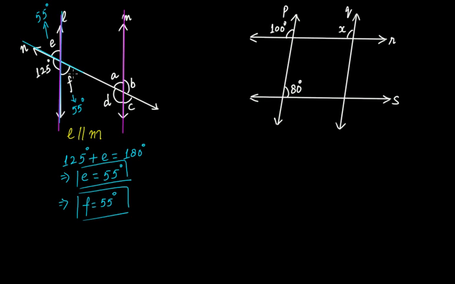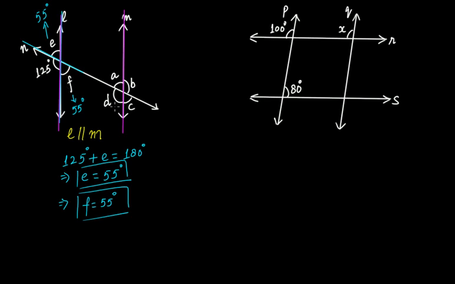Okay, these two are parallel lines. This one is the transversal for these two parallel lines, and this is one interior angle and this is another interior angle. These two interior angles are on the same side of the transversal, that is towards this side of the transversal. And since these two interior angles are on the same side of the transversal, the sum of these two interior angles will be supplementary, that is, it will be equal to 180 degree.